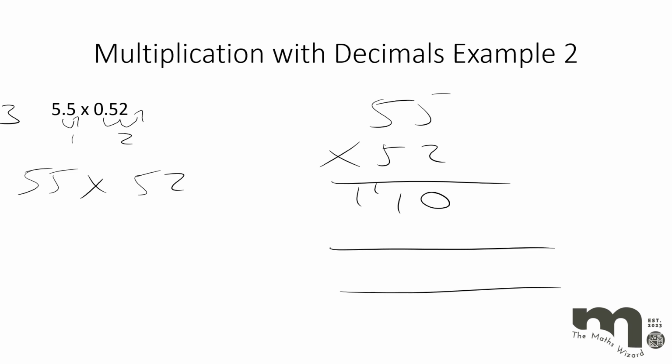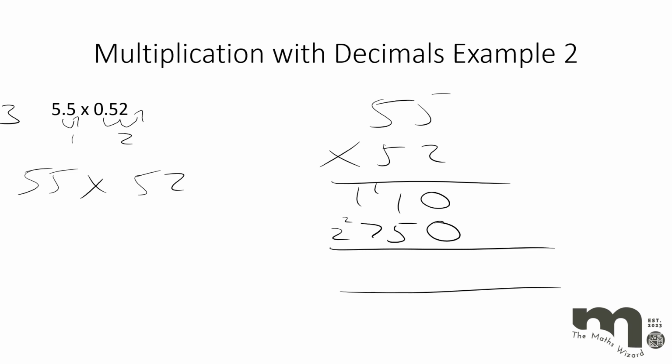And then we've got to deal with our tens. So we've got to write our 0 here. 5 times 5 is 25. So we write our 5 in there. Carry your 2 across. Again, 5 times 5 is 25. Add on that 2 and you get 27.